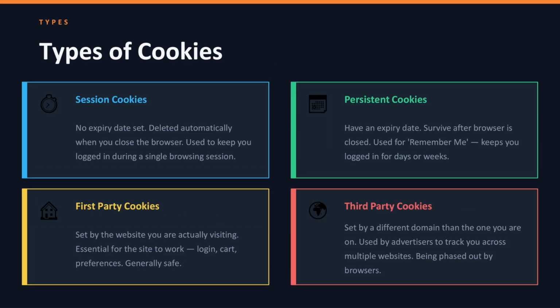Now, let us look at the four main types of cookies. Session cookies have no expiry date, they are temporary. The moment you close your browser, they are gone. They are used to keep you logged in during a single browsing session.